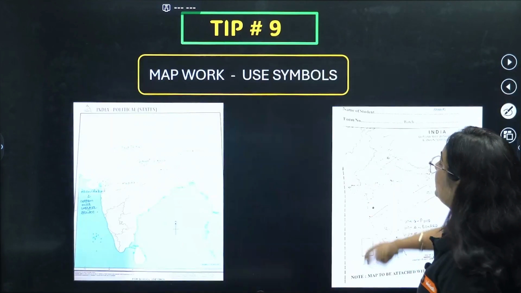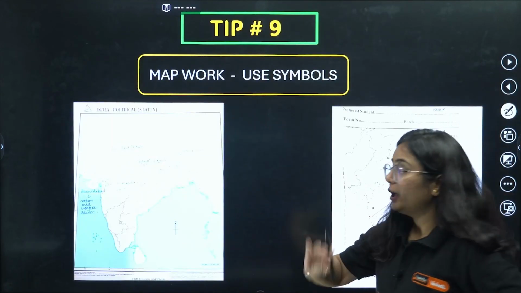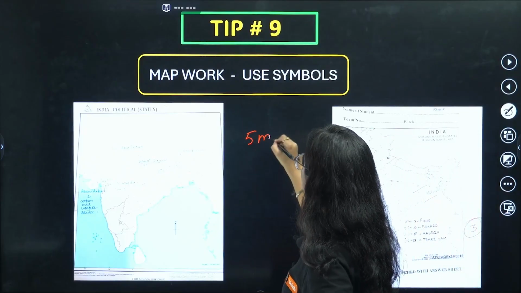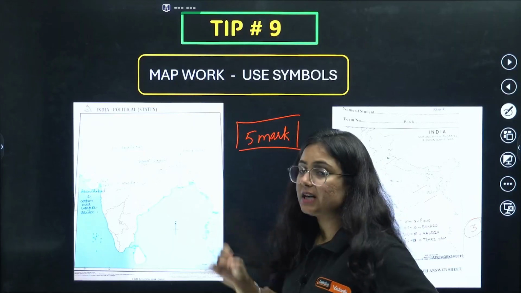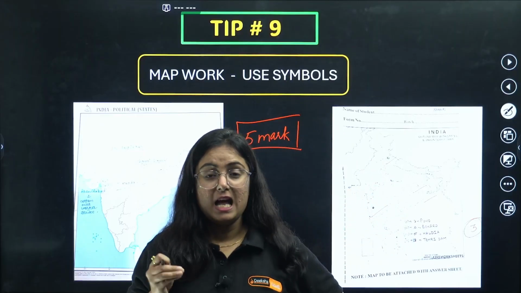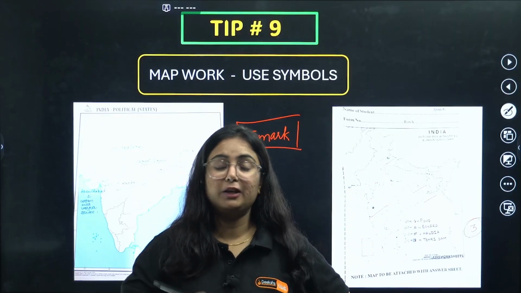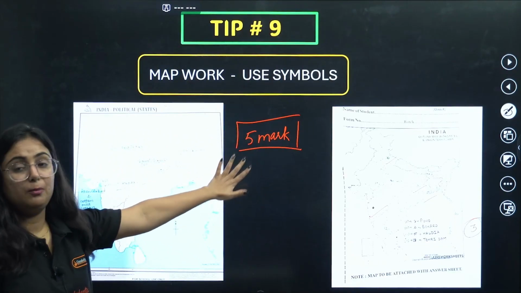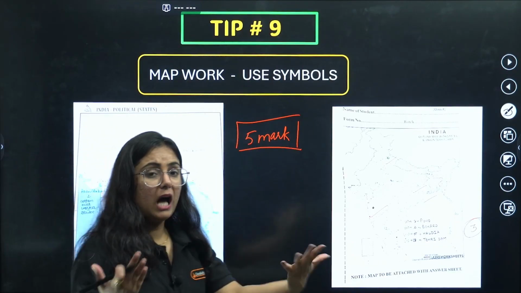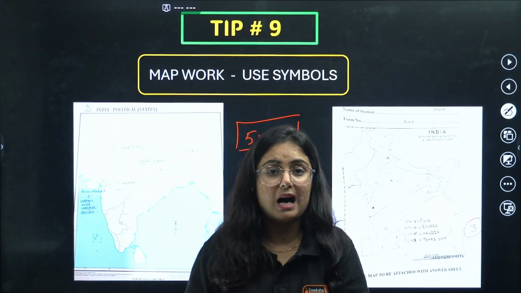Moving to tip number 9, map work. You know that this map work is for 5 marks. Okay, it's easy to get 5 marks for SST preparation, right? I can say that it is a benefit for every student that they can get 5 marks with the help of the map. But still you are using the wrong method to mark in maps.